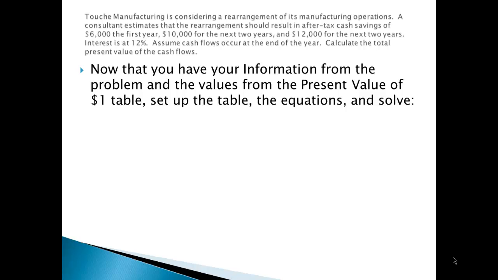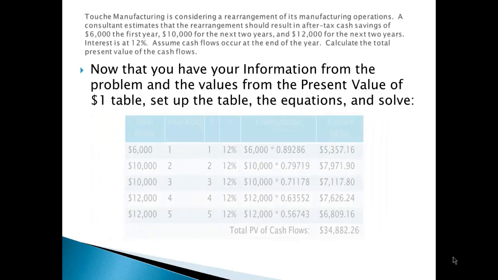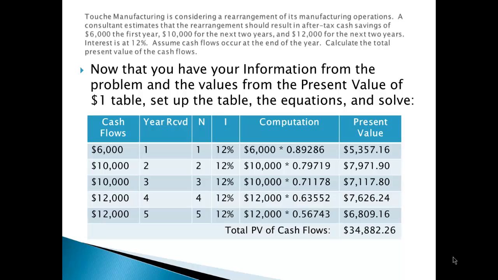we want to set up our table, set up the equations, and solve the equations. So here's the table. Starts off with our cash flows of $6,000, $10,000, $10,000, $12,000, and $12,000. The year we received them, 1 through 5. Our N, which is going to be 1 through 5. Our I is 12% all the way through. And then set up the computation problem, which is going to be our cash flow times our present value factor from the present value table, table 2.